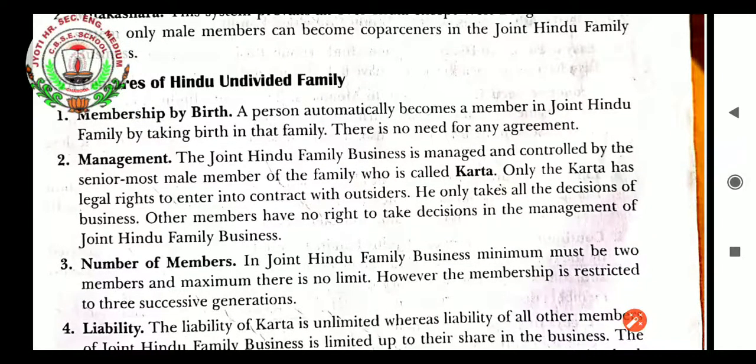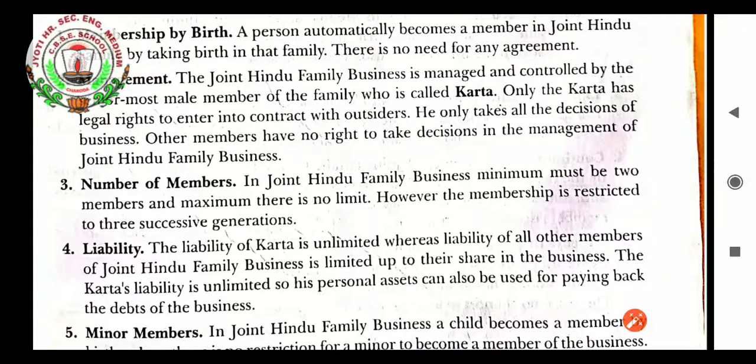Membership by birth. A person automatically becomes a member of the joint Hindu family business by taking birth in that family. There is no need for any agreement. Management. The joint Hindu family business is managed and controlled by the senior most male member of the family, who is also called the Karta. Only the Karta has legal rights to enter into contracts with outsiders. He only takes all the decisions of the business. Other members have no right to take decisions in the management of the business.